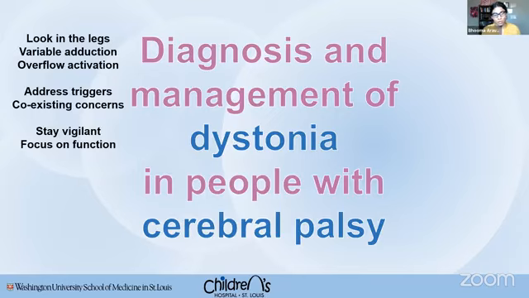And if those are goals that are important to them, it's important to let them know about these options. And then when thinking about dystonia in cerebral palsy in general, please stay vigilant. The first visit is not enough. Assess for dystonia at every visit, every time you see a child, during every maneuver.